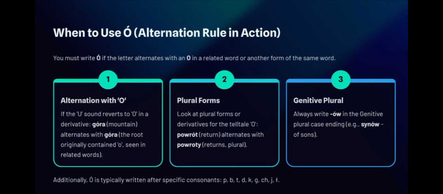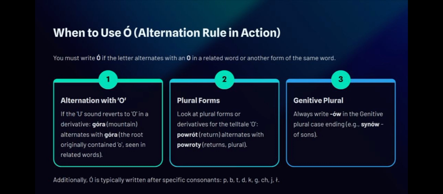When to use ó. The alternation rule. You write ó when that sound alternates with O in another form of the same word. For example, góra, mountain, comes from an older word with O, or powrót, return, changes to powroty in plural, showing the O. Also, in the genitive plural case, we always write ó, as in synów, meaning of sons. Typically, ó appears after these consonants, p, b, t, d, k, g, ch, and j.